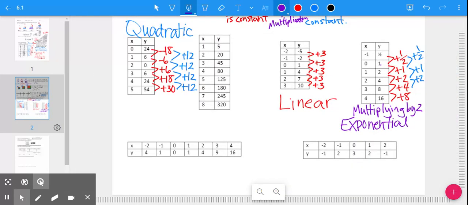So I want you guys to fill in the rest of these tables and see if you can find whether it's linear, exponential, or quadratic.